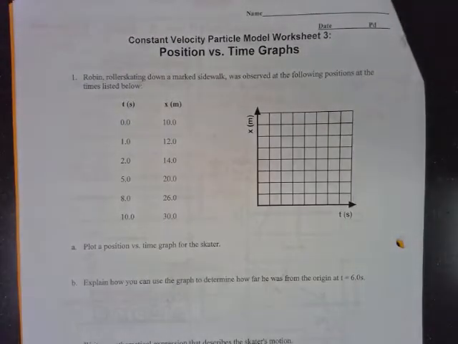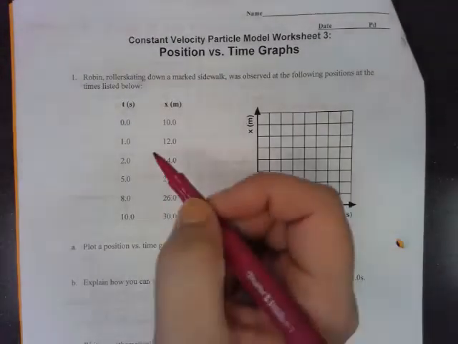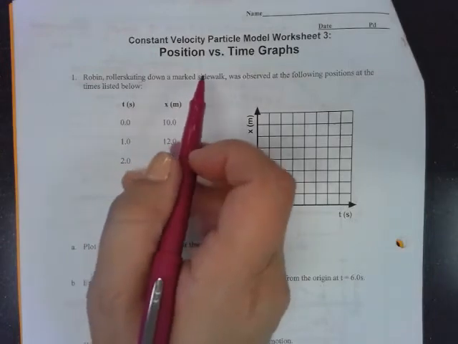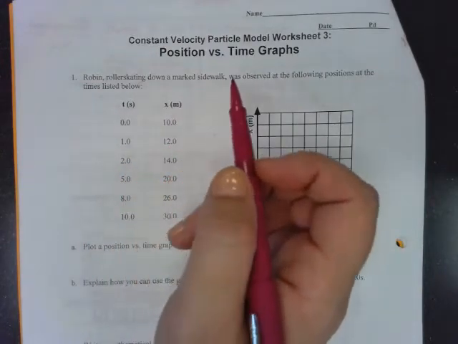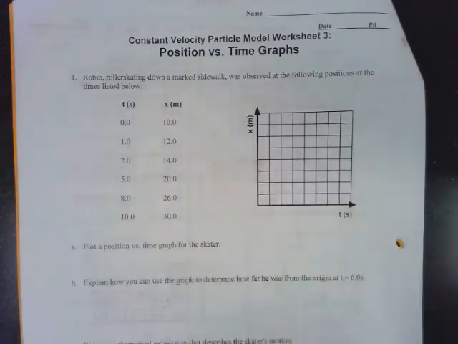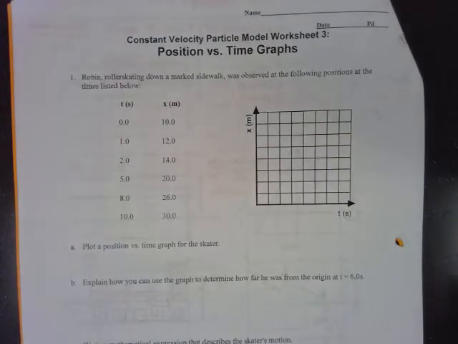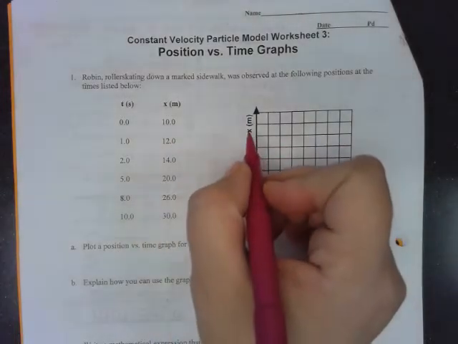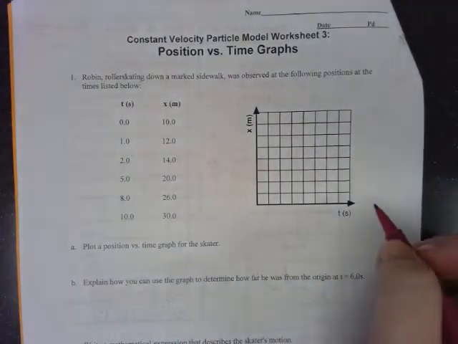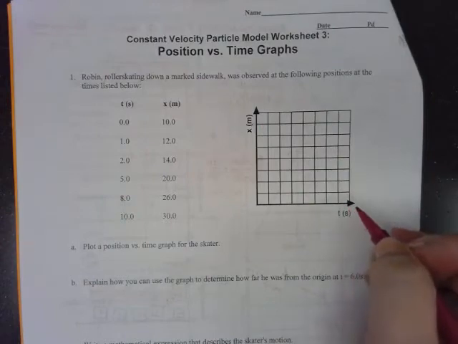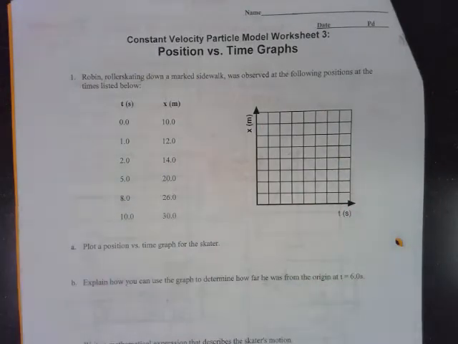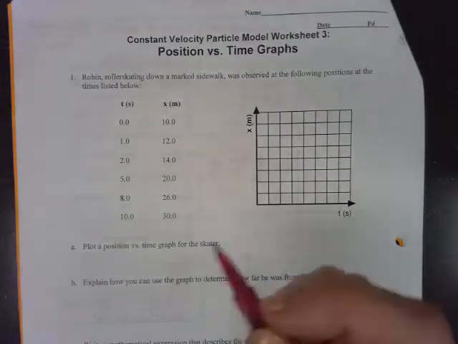All right, so firstly, we're given an example where Robin is roller skating down a marked sidewalk, and they were observed at the following positions at the times that are listed below. This is a lot like when you did the buggy lab, right? This is just motion data. And so we've got position, which is represented by X, and time down on the Y-axis. So let's go ahead and graph this.